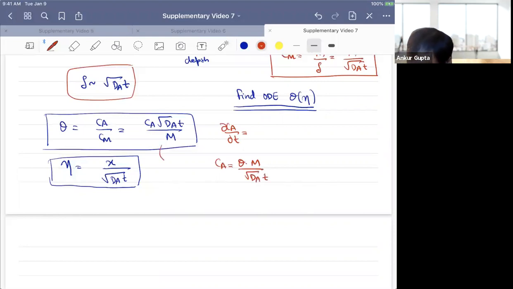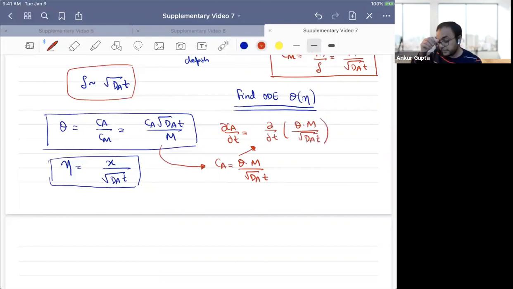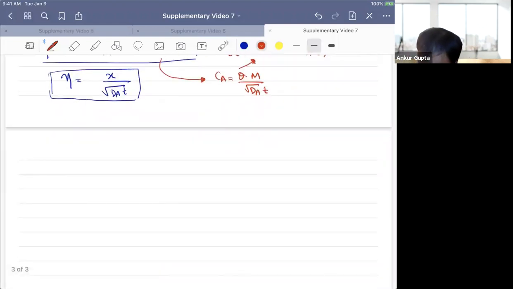Okay, from this equation, this is what it is. Right? So which means that ∂C_A/∂t, which implies that ∂C/∂t is ∂/∂t of θ times M/√(D_A t). Okay, so this is what you want to find. So ∂C/∂t is ∂/∂t of θ times M/√(D_A t).